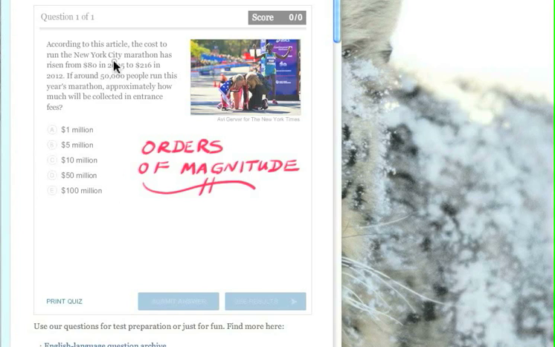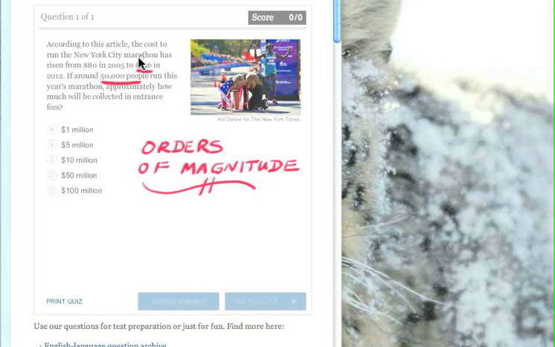Now, it's a word problem, and the essence of this word problem is really just this. The cost to run the New York City Marathon, he's talking about entrance fees, has risen from $80 in 2005 to $216 in 2012. And if around 50,000 people run in this year's marathon, how much will be collected in entrance fees? And that's a simple straight-on multiplication. If entrance fees are $216 per person, and if 50,000 people run in the marathon, you'd multiply these two together to get the answer.